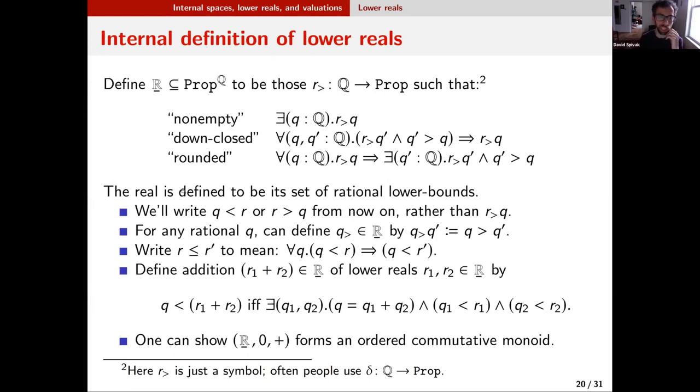Oh, and so what this is saying is that the real number is defined by its set of rational lower bounds. And so from this, you can define rationals as reals by just saying a rational is all of its lower bounds. You can define what it means for one real to be less than another. You would just say all rational lower bounds of R are rational lower bounds of R'. You can define addition by saying that a rational is a lower bound for R1 plus R2 if it's the sum of two rationals, one of which is a lower bound for R1 and one of which is a lower bound for R2. And from this, you can just prove internally using just logic that this forms a commutative monoid.